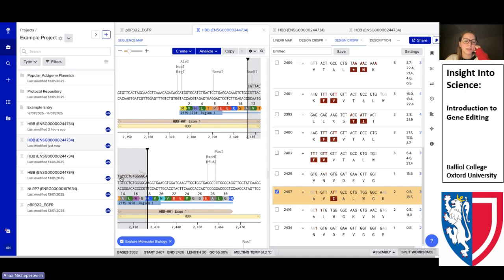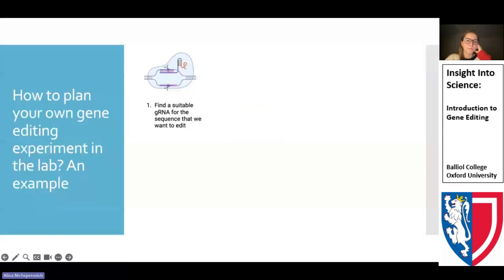And so this here that we have above our DNA sequence is the sequence of guide RNA that we can use for our gene editing target, which we can then export. Basically, the way it's normally done, you can order it from a company that would send this guide RNA specifically to you, and then you'll be able to perform your experiment and change this base directly. So now we have a suitable guide RNA for the sequence that we want to edit.